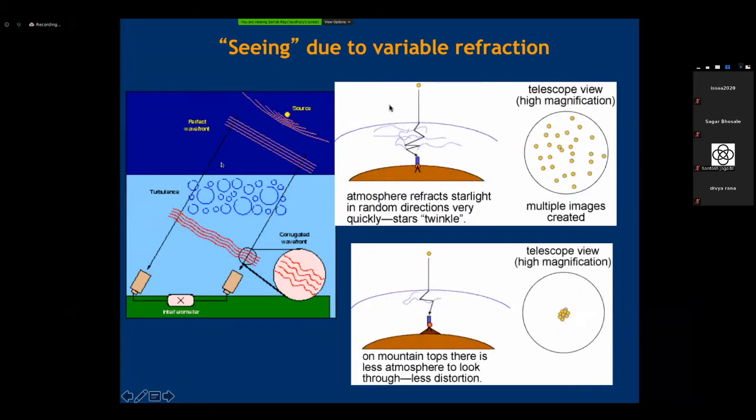So any image that we take, the highest resolution of that image will be the seeing of that place, because the telescope or the detector that is taking that image has to take that image while the light has to pass through the atmosphere. And this is one of the reasons, not the only reason, but one of the reasons we send telescopes above the atmosphere, because above the atmosphere, this effect is not there.